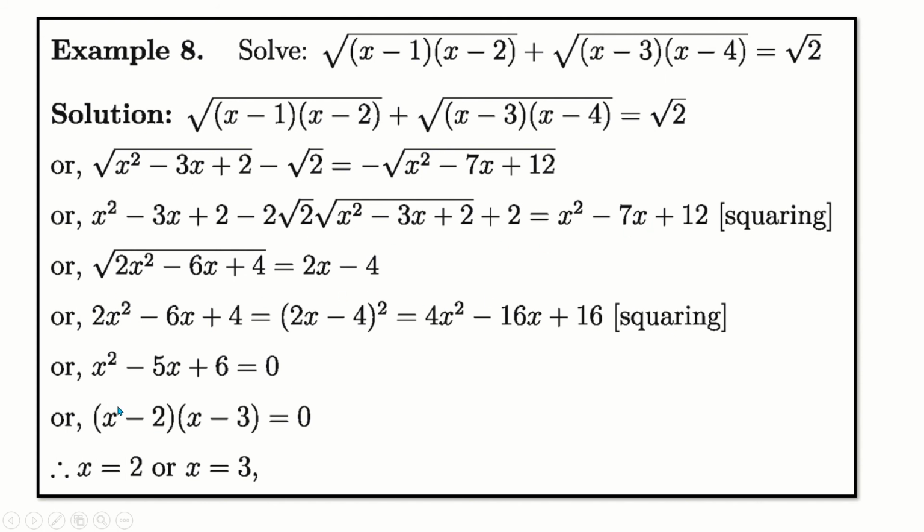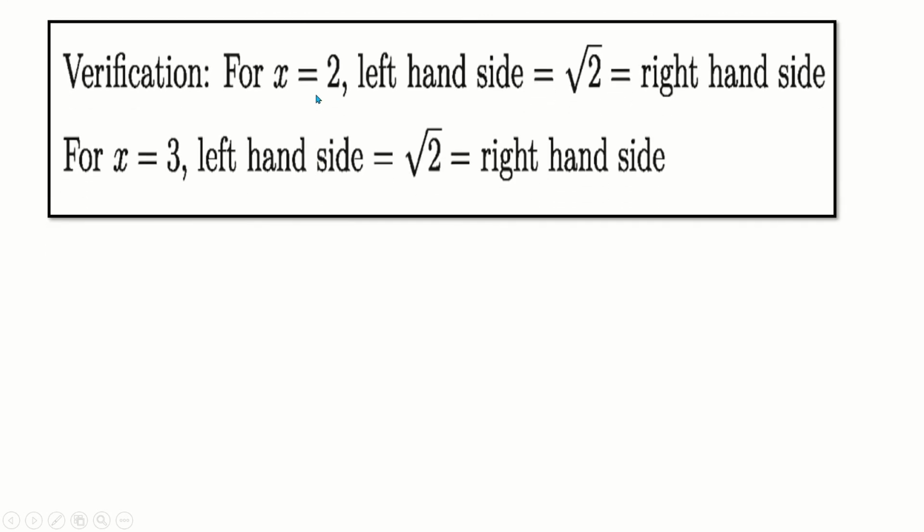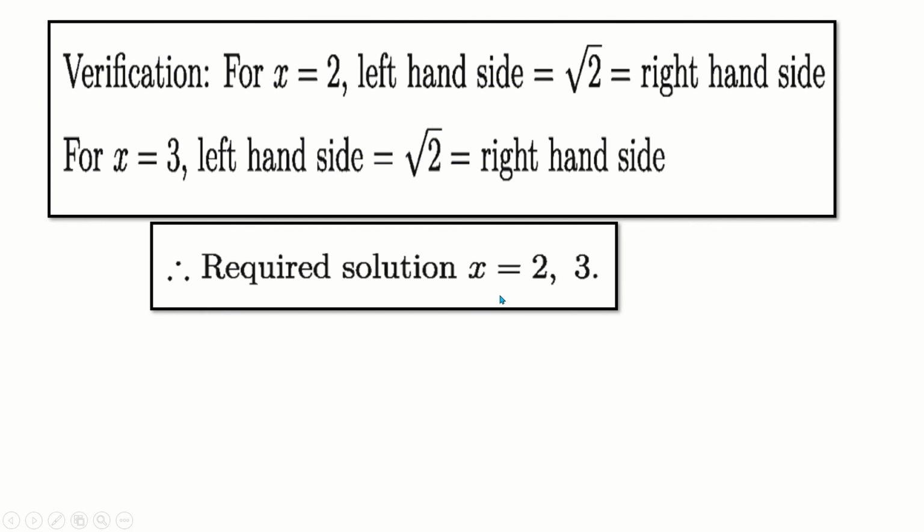Okay, or x square minus 5x plus 6 equal to 0, or x minus 2 into x minus 3 equal to 0, therefore x is equal to 2 or x is equal to 3. Now verification: for x is equal to 2, left side root 2 equals right side, and x is equal to 3, left side root 2, also equal to right hand side. So the required roots, or solution, are x is equal to 2, 3.